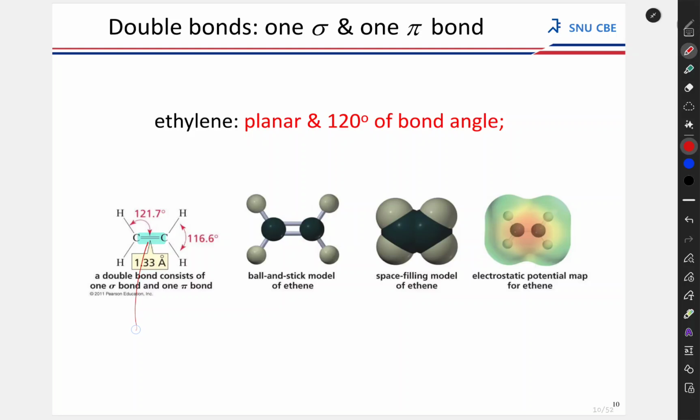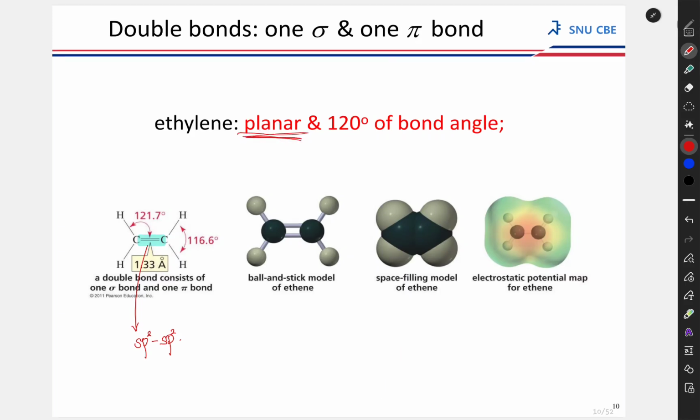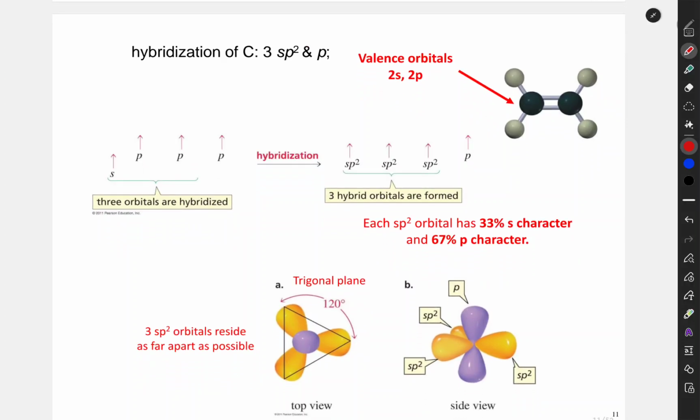Ethylene basically has a planar structure, so all elements, carbon and hydrogen, are located in the plane of your paper or slide. It's a planar molecule, and the bond angle is around 120 degrees. So how can we explain this with the hybridization model? You probably already know that this double bond consists of one sigma bond and one pi bond. And as I mentioned, for explaining the geometry of this ethylene molecule, you need sp2 hybridization.